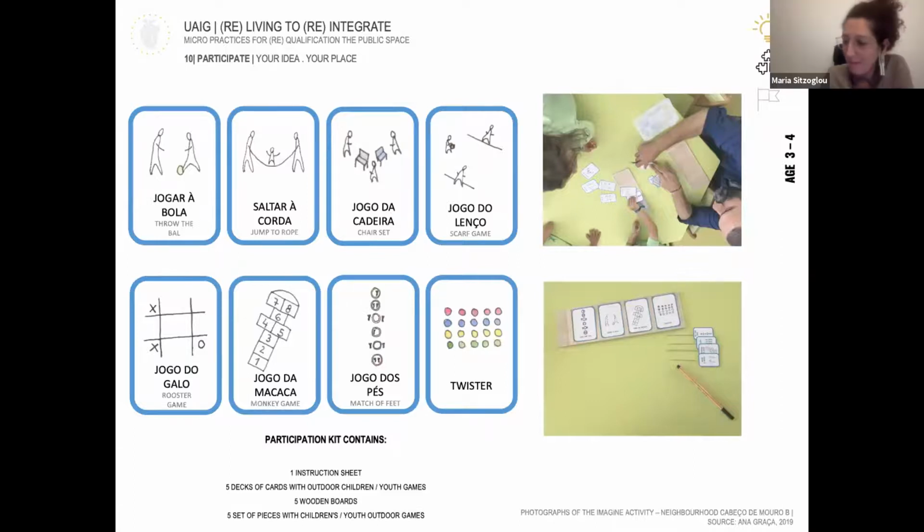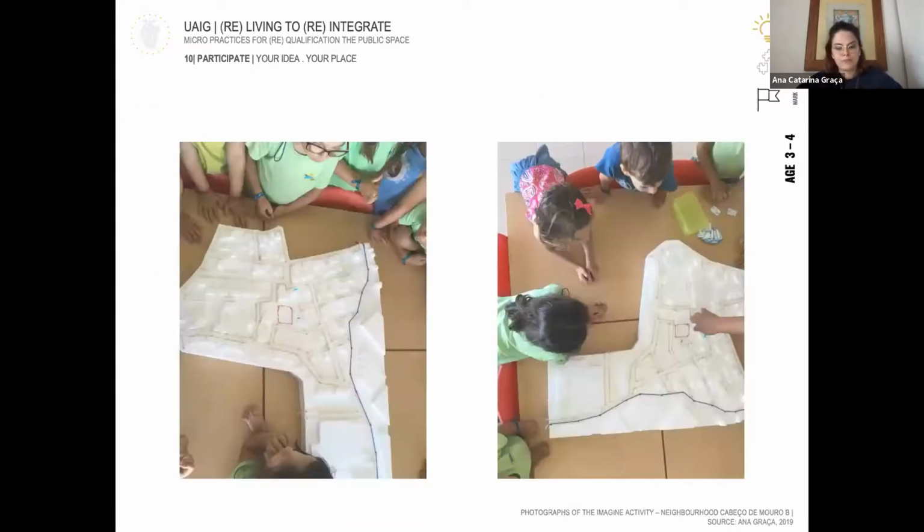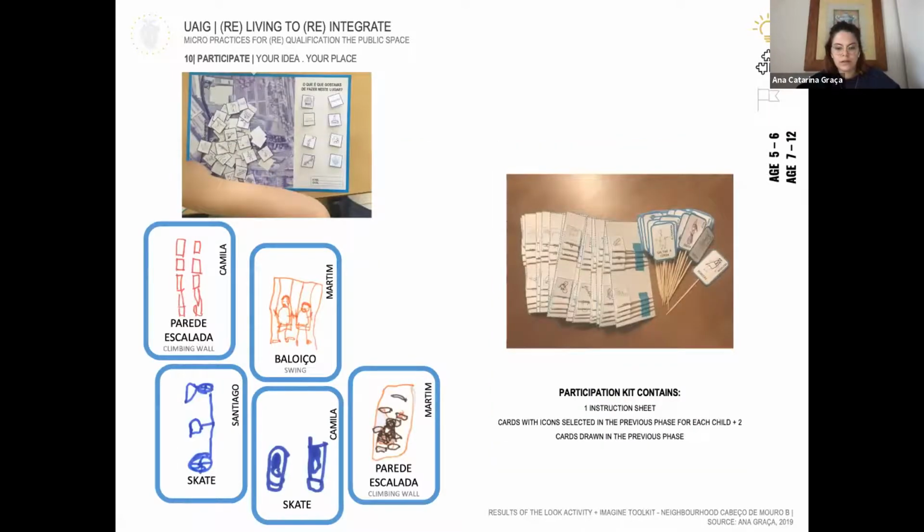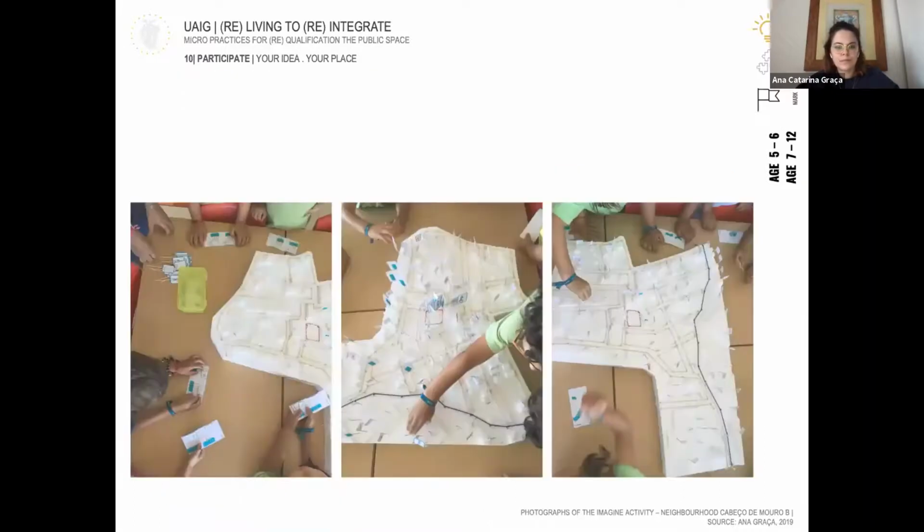This participation kit for children between 3 and 4 years old intends that children, through identifying four favorite games, may organize the games in the public space using the model, by marking the games in spaces. Children put the games on the model. The participation kit for children between 5 and 12 years old intends that children, through the icons selected in the look phase, can display the icons in the public space using the model. The children add their choice on the model.